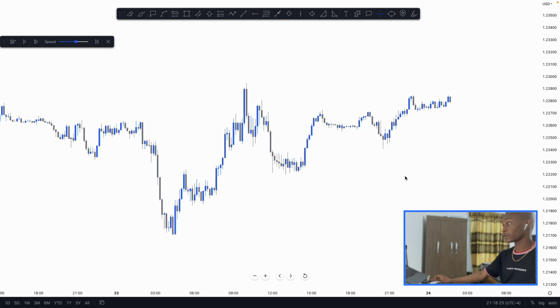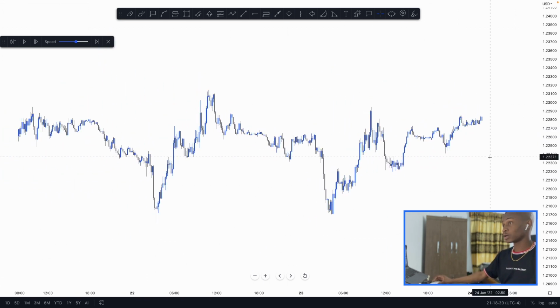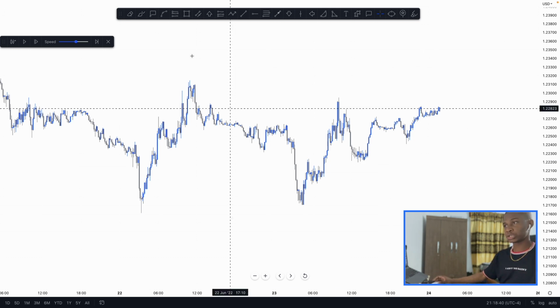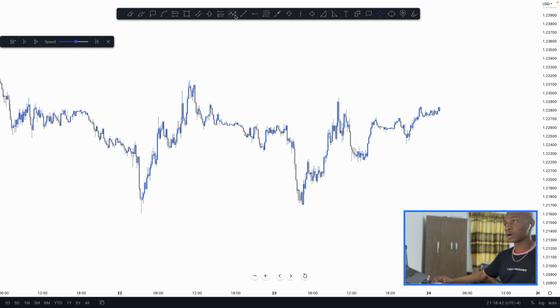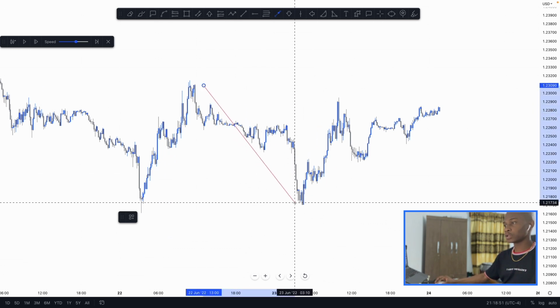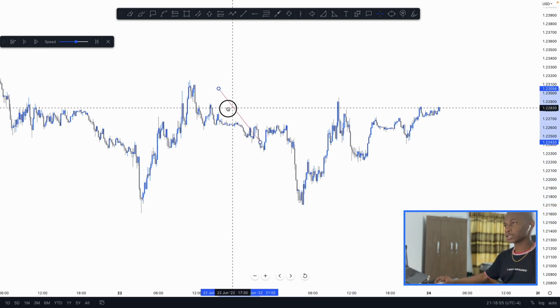All right, without further ado, let's jump right inside the video. So we are here on GBP USD, and we pretty much were inside bullish and bearish order flow right here and right here. So from this point all the way to here, we were inside, let's switch that around.